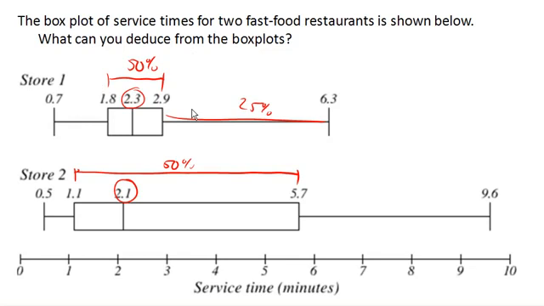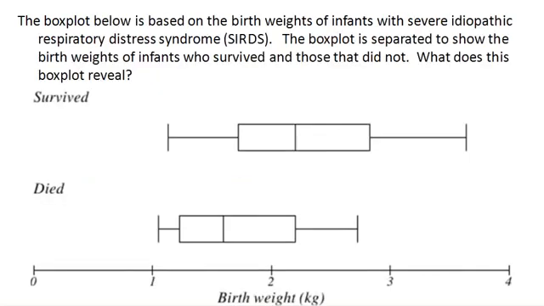So let's look at another case. The box plot here shows the birth weight of infants with severe idiopathic respiratory distress syndrome, or SIRDS. The box plot is separated to show the birth weight of infants who survived versus those that did not. And so what can we deduce from these box plots?